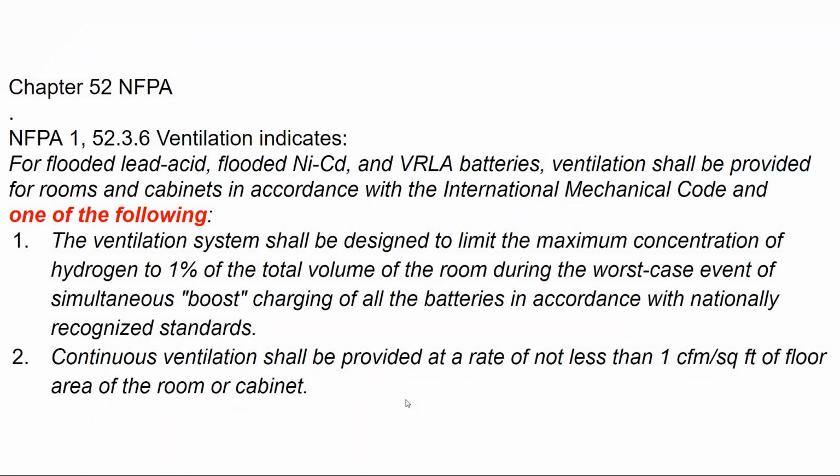Now this gas is mostly hydrogen. It's lightweight, and so it'll go up to the top of the room. And so putting a hood over the batteries and venting that hood vertically to the outside should alleviate the safety danger.